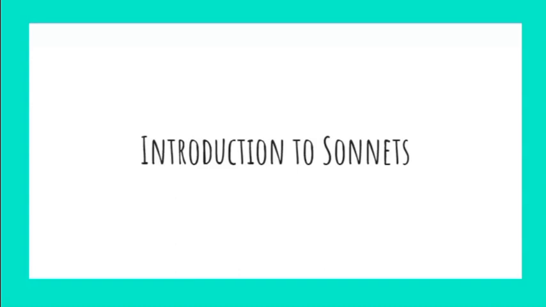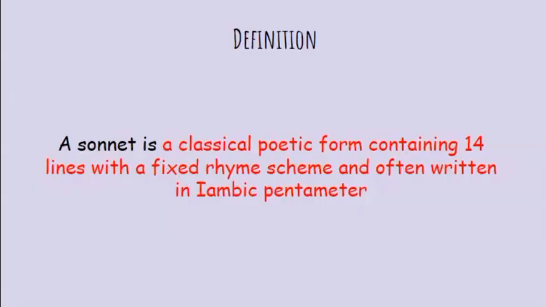At first, let us discuss the definition of a sonnet. A sonnet is a classical poetic form containing 14 lines with a fixed rhyme scheme and often written in iambic pentameter. Now, from this definition, we can identify all the features of a sonnet.